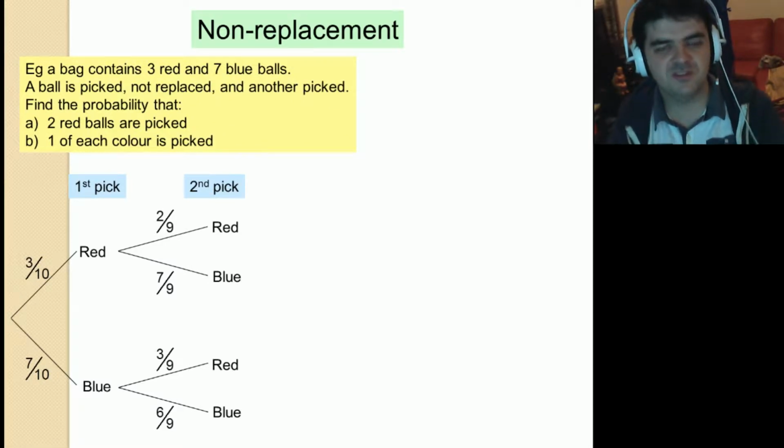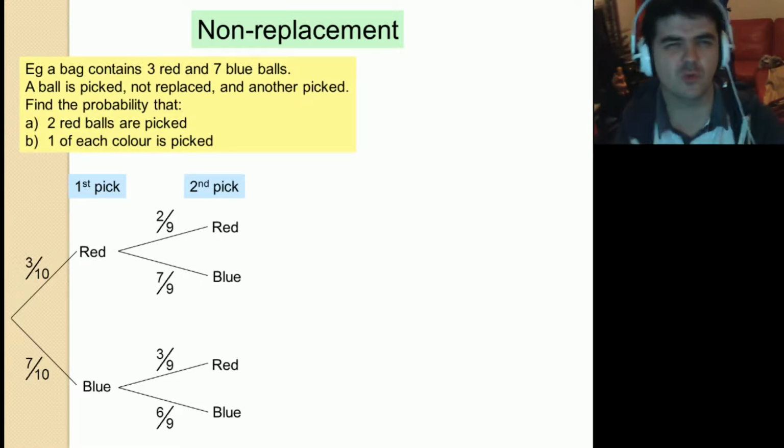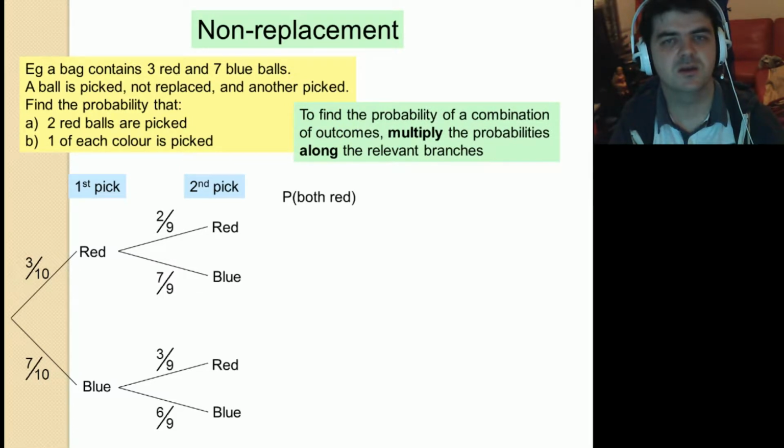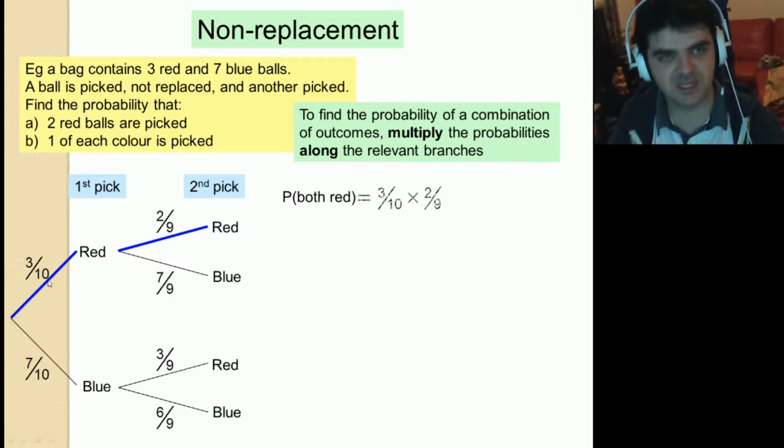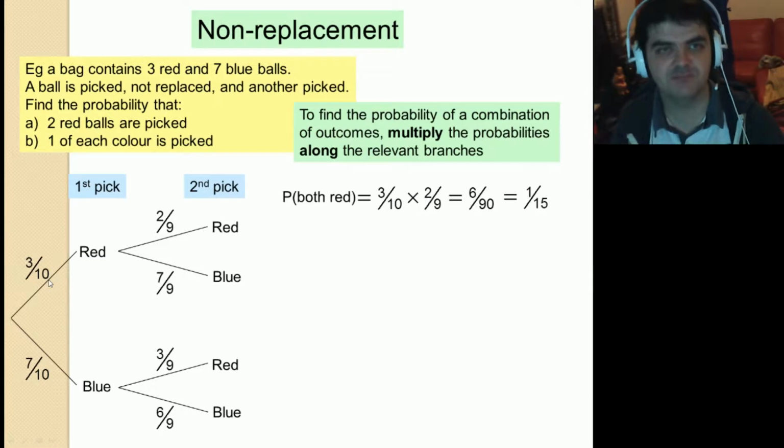What if we use this to solve questions? Now, we do it the same way as we did beforehand. So we've got to find the probability that we've got 2 red balls picked. And this is where you've got to use your language. The and or are very, very important. So 2 red balls are picked. There's only one way that can happen. We've got to use these 2 branches. So we've got to get a red ball and a red ball. So it's 3 over 10 times 2 over 9, which is 6 over 90, or 1 over 15.